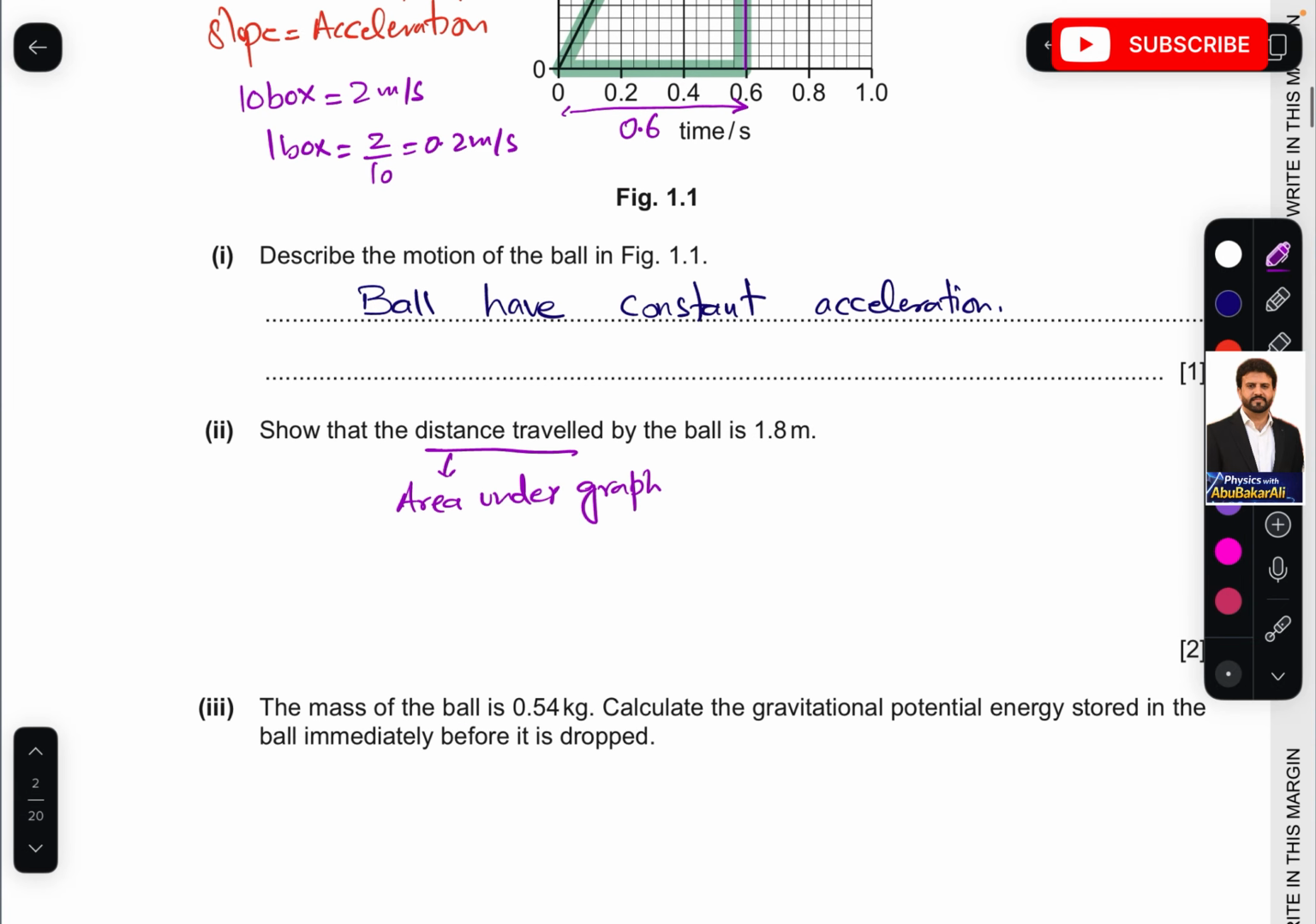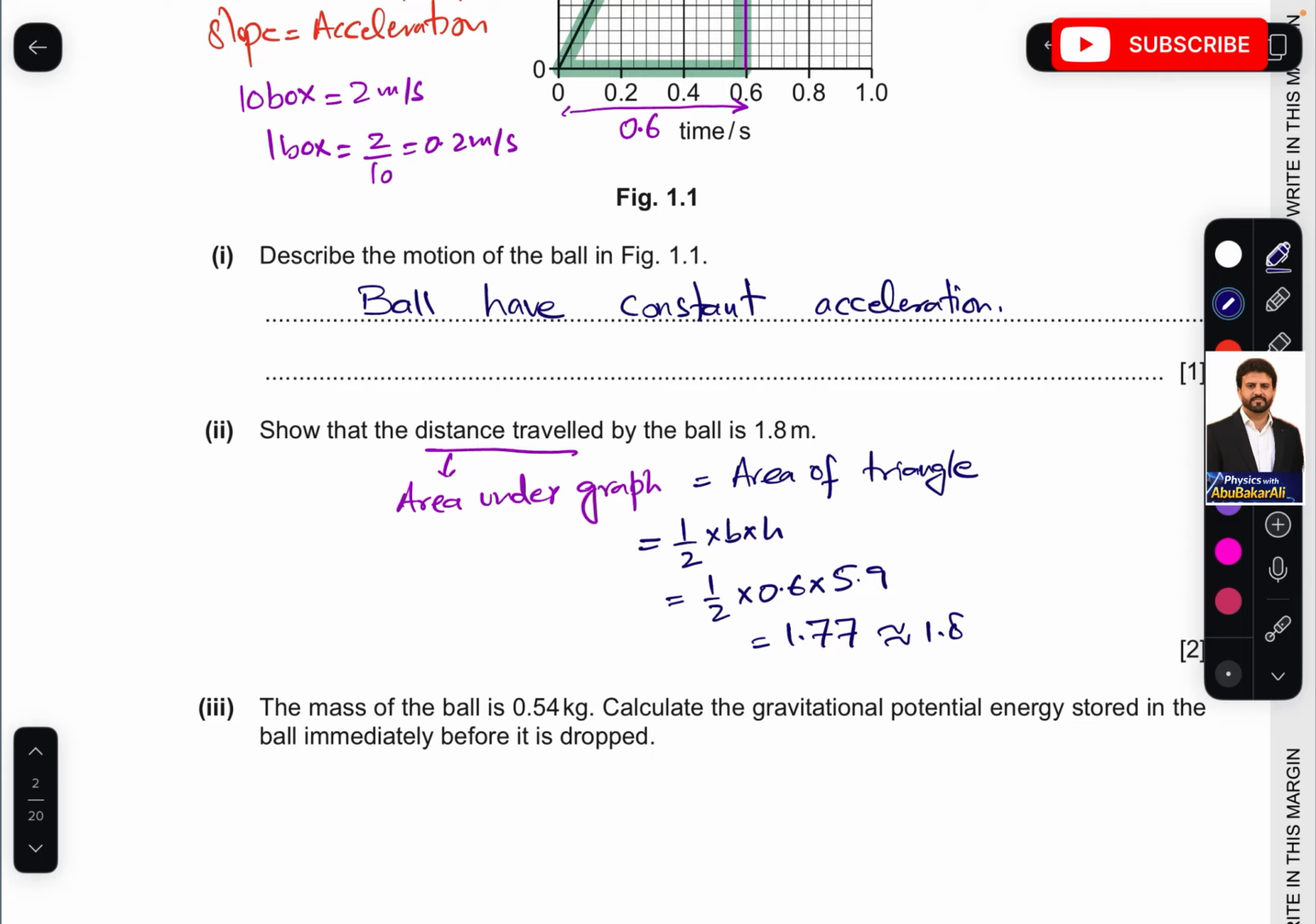So area under graph is equal to area of triangle. The relation for it is 1 by 2 base into height. So it will be 1 by 2, base is 0.6, and height of the triangle is 5.9. When you solve this, you will get 1.77, that is 1.8 meters. So that is what we have to show.